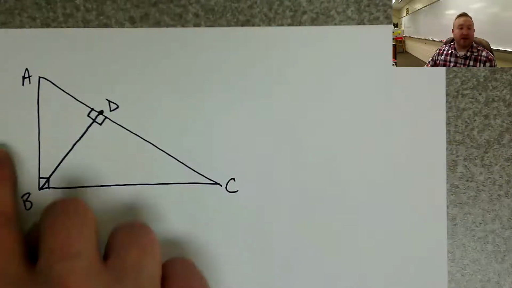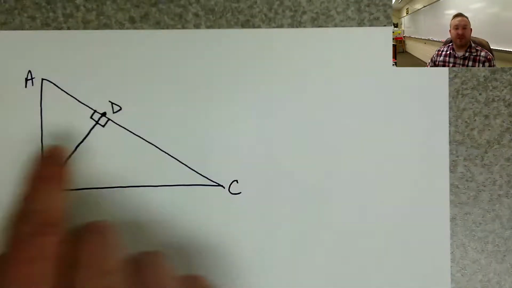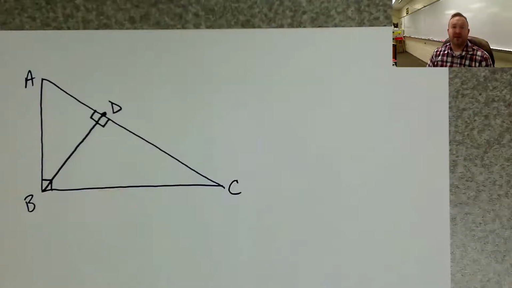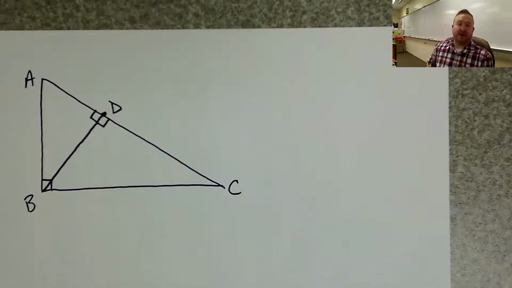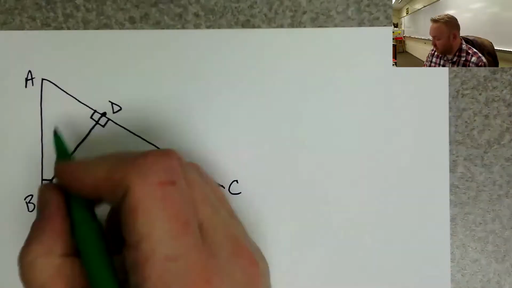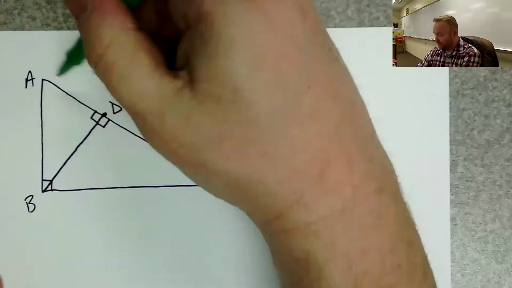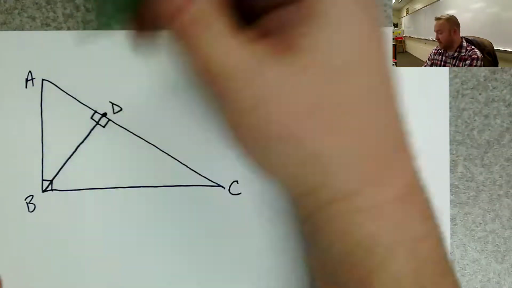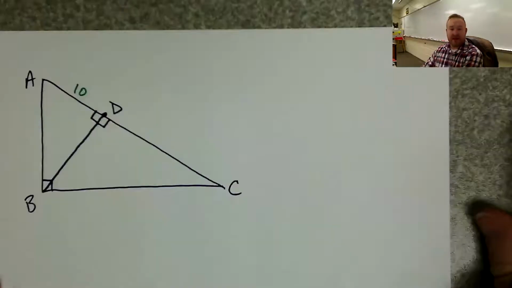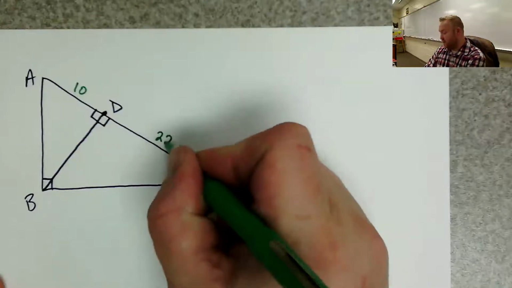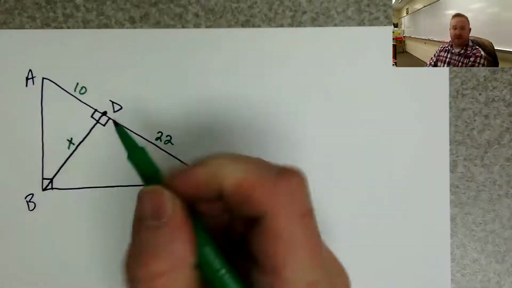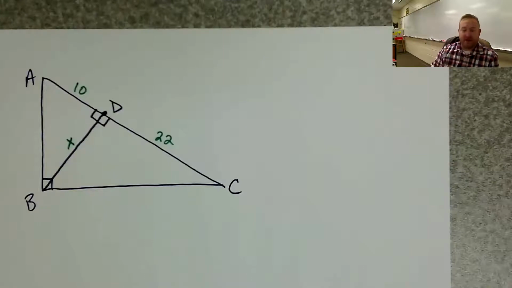Now, if I start putting in number values here and then ask you to solve for a certain segment in this triangle, in order to do that, you'd have to write down your three similar triangles and use the fact that they're similar to set up a proportion. Instead of doing that, I'm going to give you a little bit of help. So let's suppose that we're given that this segment from A to D is, let's call it 10. And the segment from D to C, let's say that's 22. And we want to find the length of that altitude, okay?